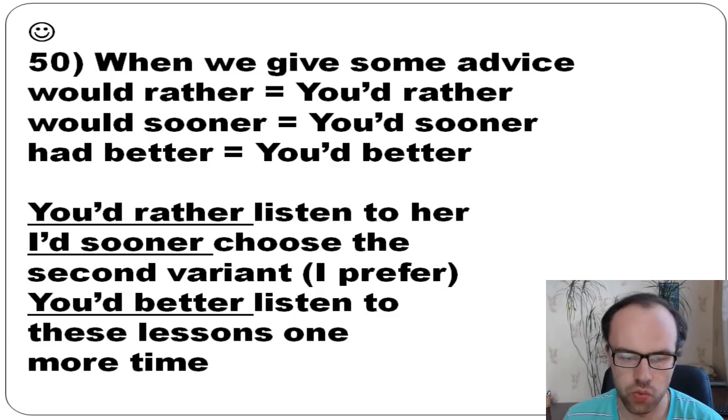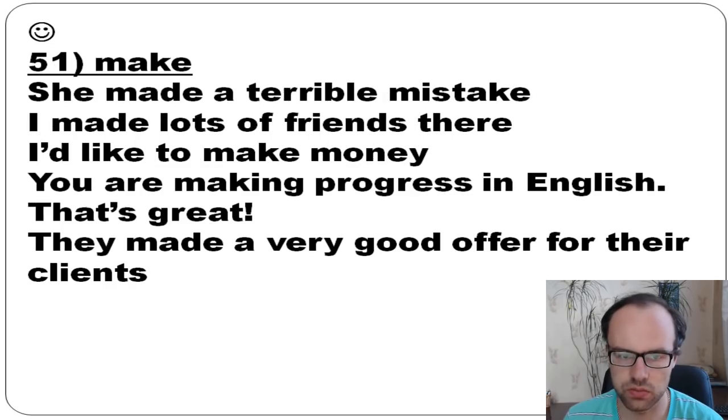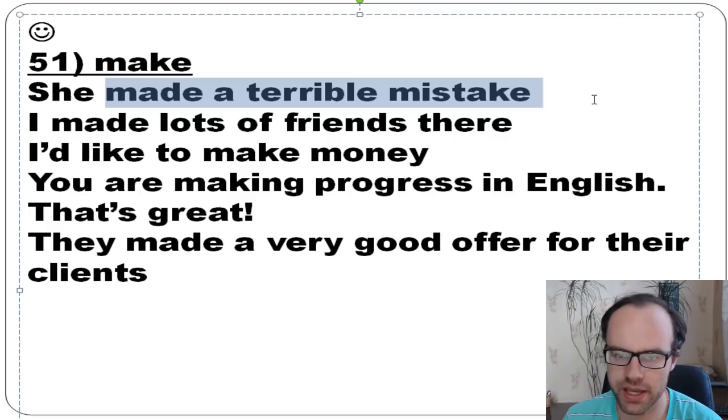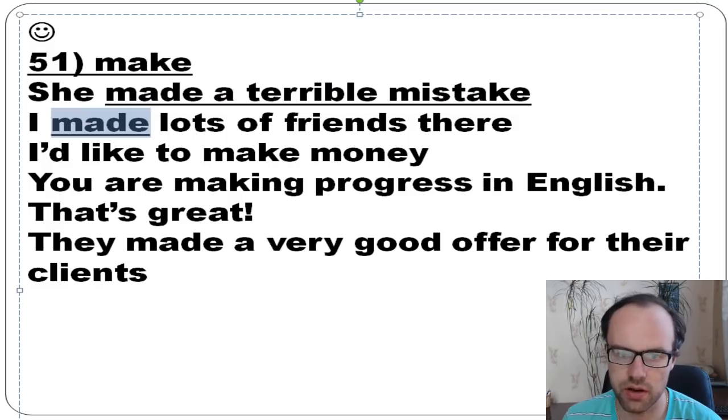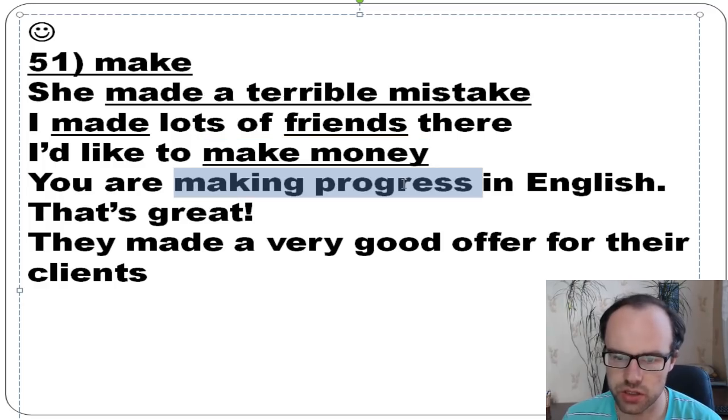Well, what about make and do? You need to know some phrases, okay? She made a terrible mistake. So we say make a mistake, okay? Next, she made lots of friends. We say make friends. I'd like to make money. We say do business, but make money. You're making progress in English. We say make progress. That's great.